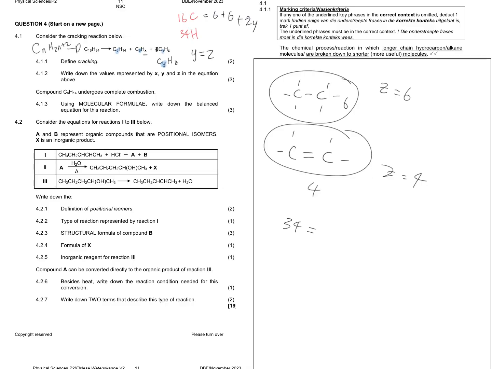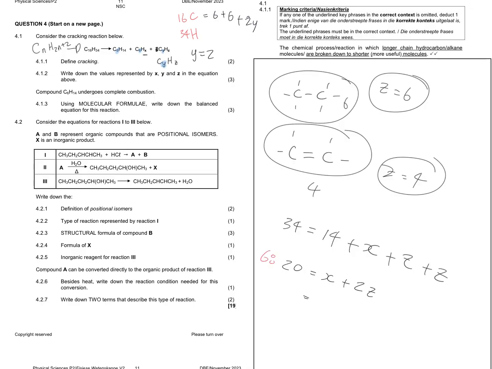So 34 hydrogens is equal to 14 plus X plus Z plus Z. So let's see, this would be 20 is equal to X plus 2Z. And Z must either be 6 or 4. So if we just check those 2 options, so this is very maths. I mean, there's very little chemistry going on here. But if Z was 6, then X would be equal to 8. Because 2 times 6 would be 12, and 20 minus 12 is 8.